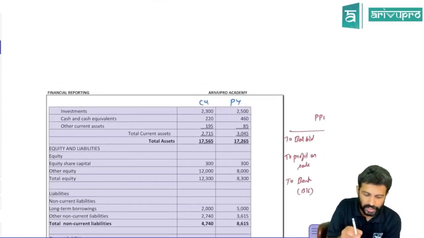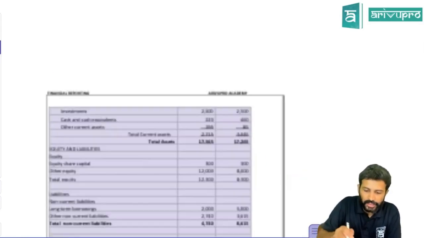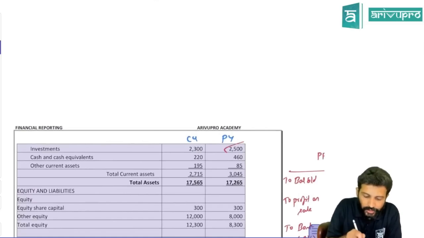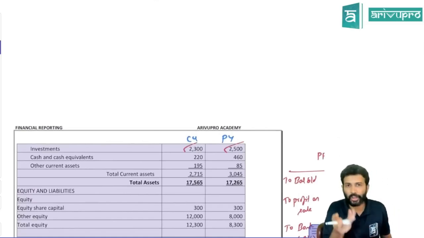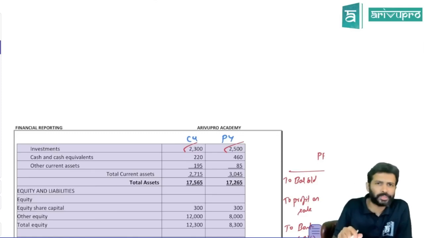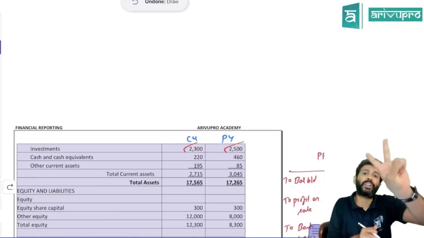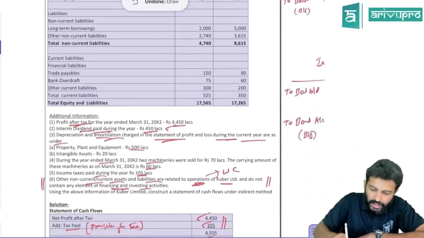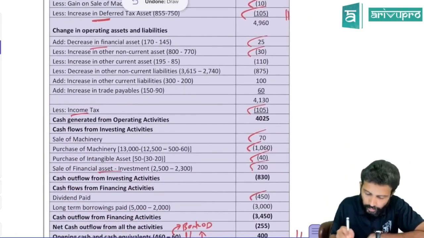Next, investment. So they have not told where is it? Here. Financial asset investment. Last year 2500, current year 2300. No adjustment. So means we have sold investment. This they did not say is part of operation. Investment sold comes under investing activity only. 2500 became 2300. So we have sold investment worth 200, which will come under investing activity 200. Sale of investment 200 considered.